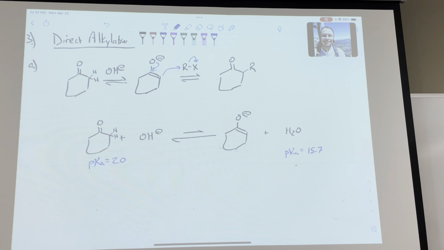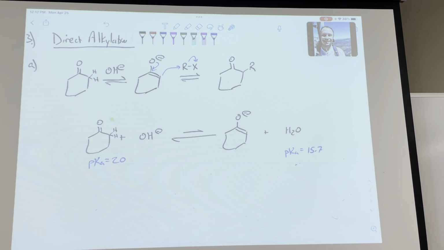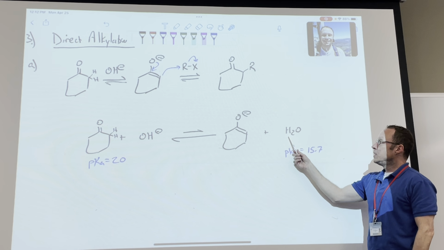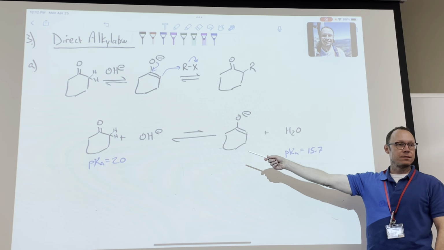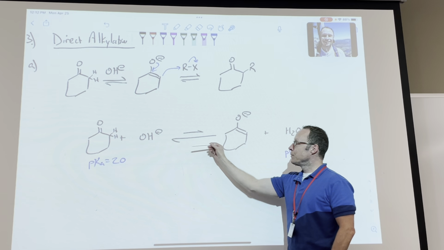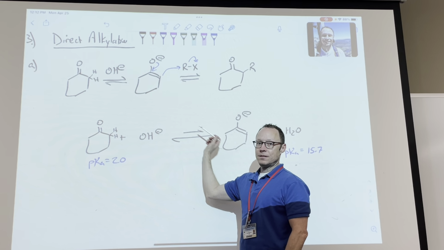Well, think about what the pKa of water is, and that will tell you the position of this equilibrium. What's the stronger acid? The alpha protons of the ketone or the conjugate water? The water's a stronger acid. It has a lower pKa. So what that means is that water is more likely to do without its proton than the ketone. Meaning, this equilibrium favors the reactants.